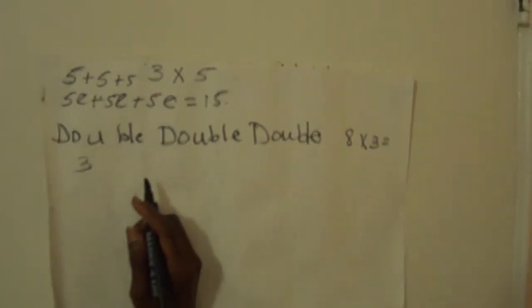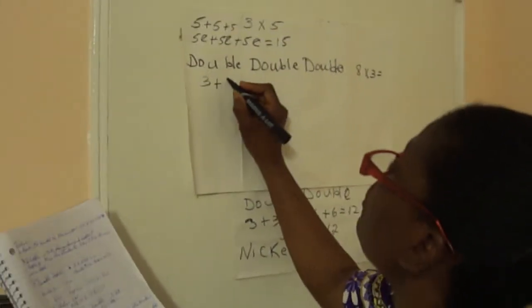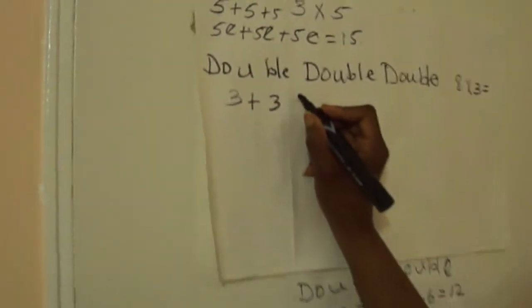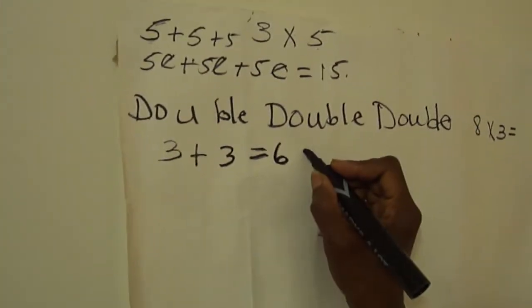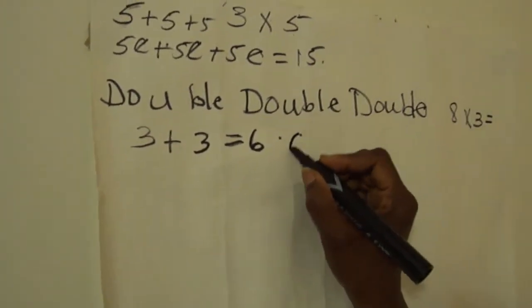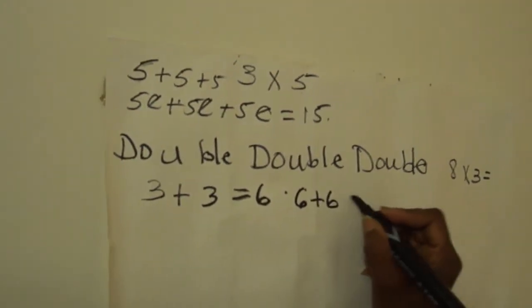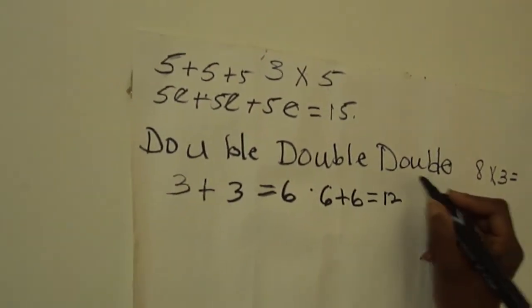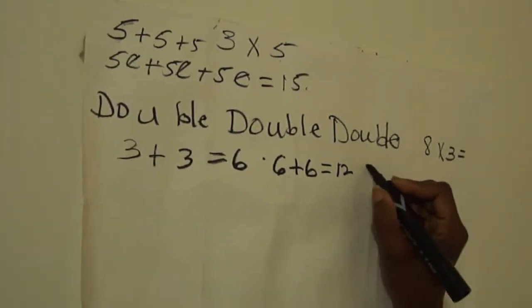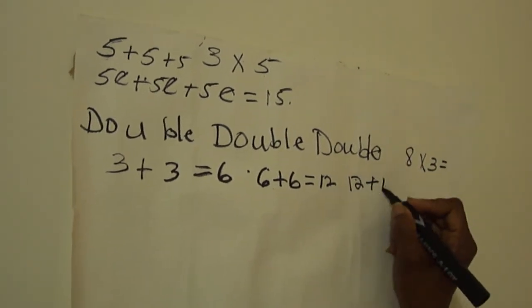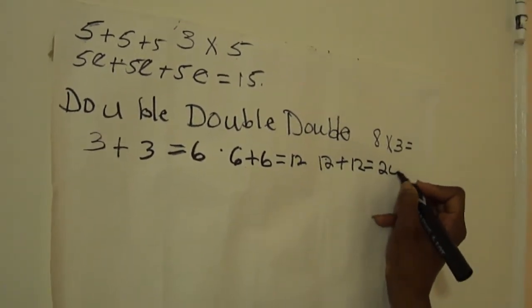We're going to write it down right here. 3 plus 3 is 6. And then we say, we double the number again. We say 6 plus 6 is 12. And then we double this number, the 12 plus 12. And the answer is 24.